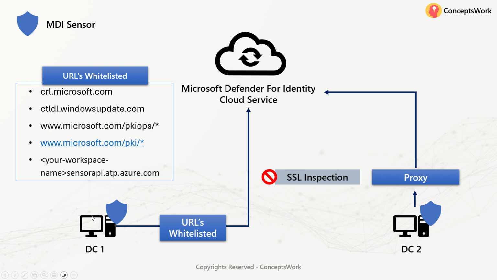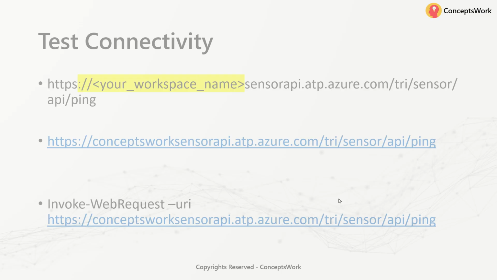So assume this is your domain controller, and here itself you have whitelisted all the URLs which are required by MDI, which is basically this particular list. Then in this case, obviously there is no issue. This particular machine will directly communicate to the cloud service itself, and all the data will be uploaded, or let's say all the logs or all the events will be uploaded. However, if you have a proxy in between, let's say the traffic from the DC has to be routed through a proxy, then you have to make sure SSL inspection is not enabled.